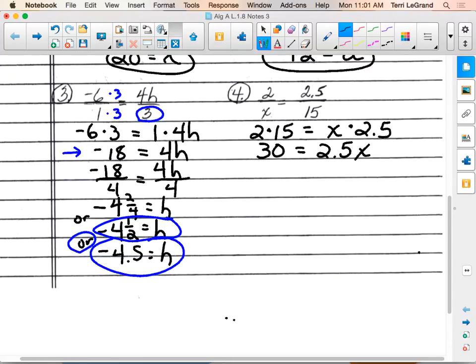Seth, what would be our next move? Divide both sides by 2.5. So 30 is going to get divided by 2.5. And 2.5x is going to get divided by 2.5.